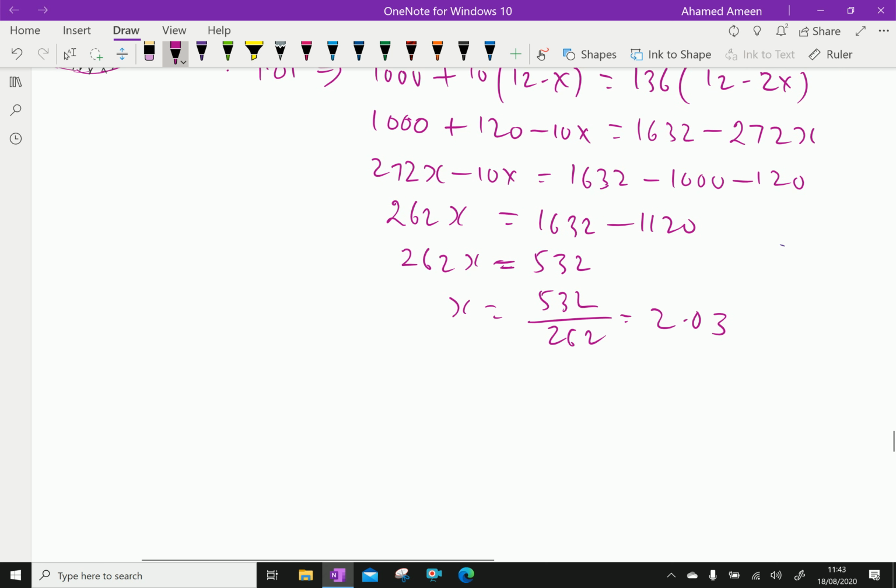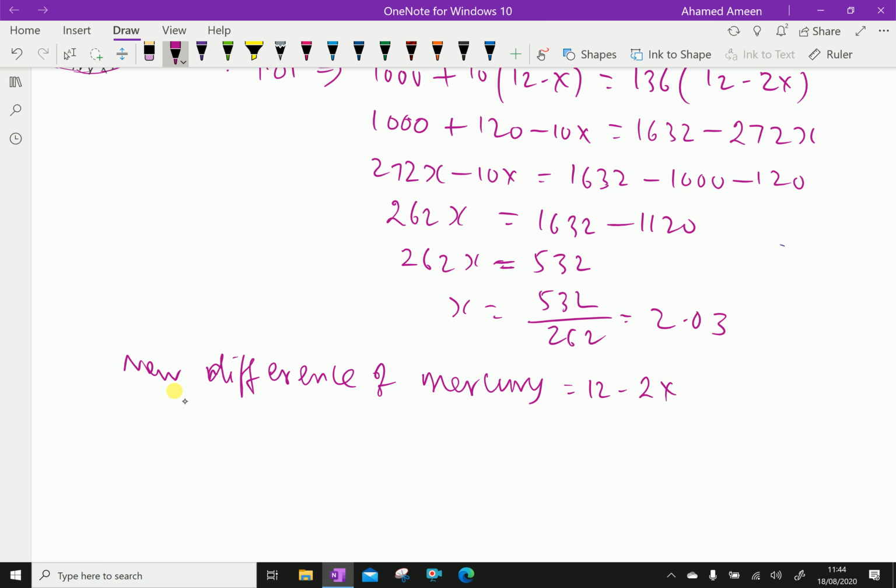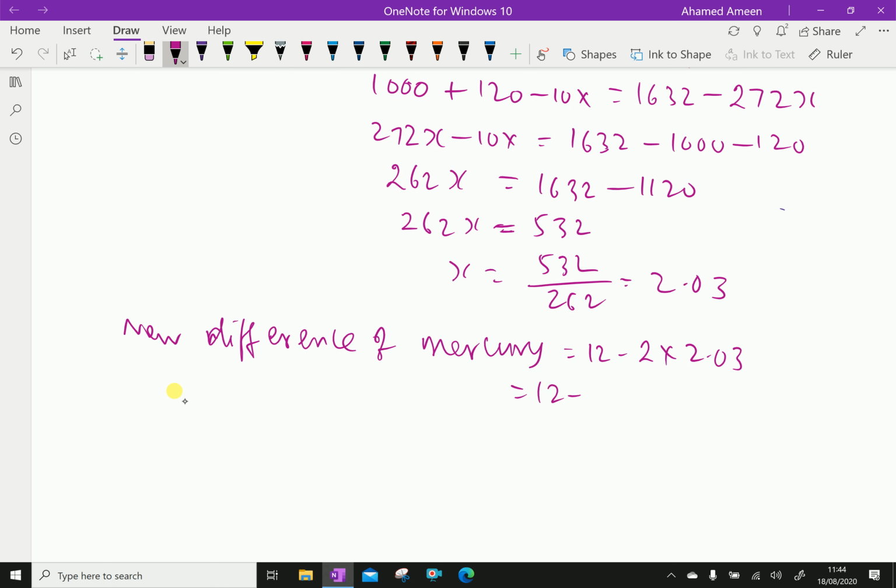Now, therefore, we can write the new difference of mercury equals 12 minus 2 into 2.03, which equals 12 minus 4.06, equals 7.97 centimeter.